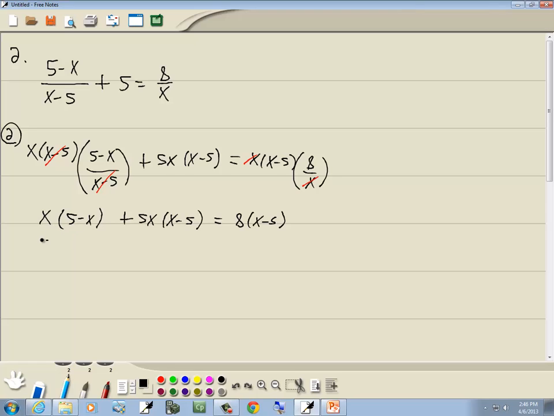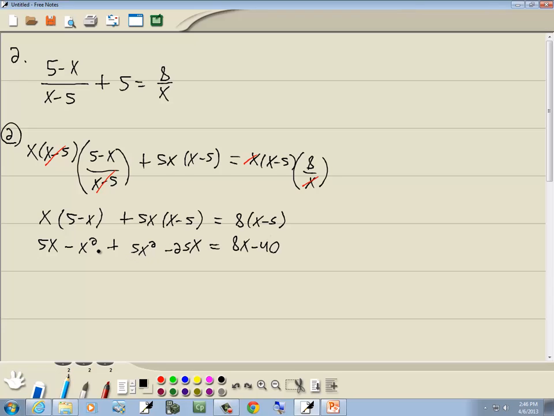Well, x times 5 is 5x. X times negative x is negative x squared. Plus 5x times x is 5x squared. 5x times negative 5 gives us negative 25x. Equals 8 times x is 8x. 8 times negative 5 is negative 40.